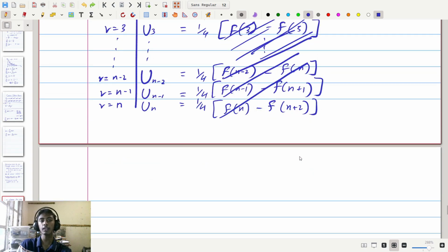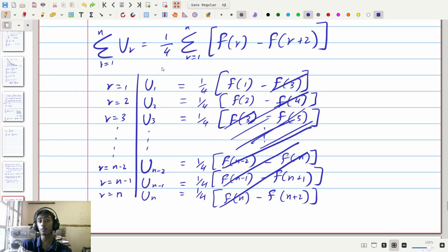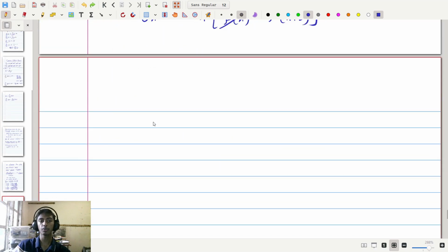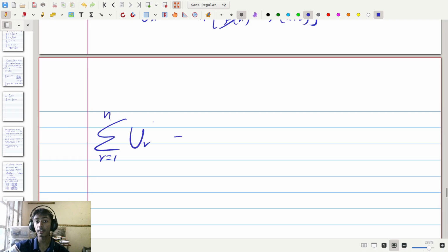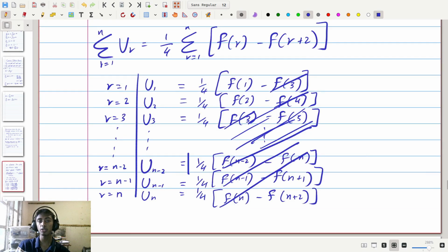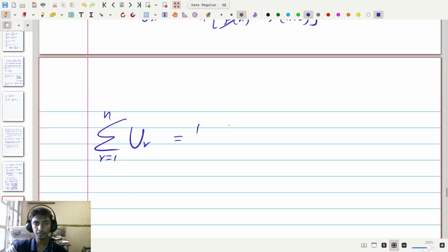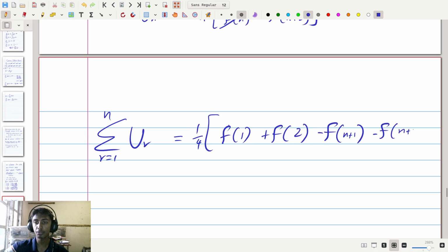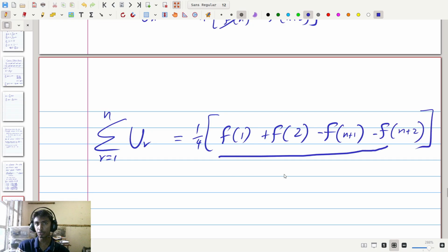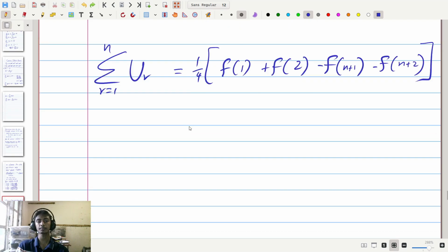Let's now take all of this down and write the telescoping sum on the right side and this bit on the left side. On the left side we have the sum from r equals 1 up to n of u of r, and on the right side what we have is 1/4 of all of this. So we have 1/4 of f1 plus 1/4 of f2, which I'm going to write as 1/4 outside and then 1/4 of f1 plus f2, and then minus f of n plus 1 and minus f of n plus 2. So this is what we have left over once we do the telescoping sum. We can now substitute these values in and write our final equation out.